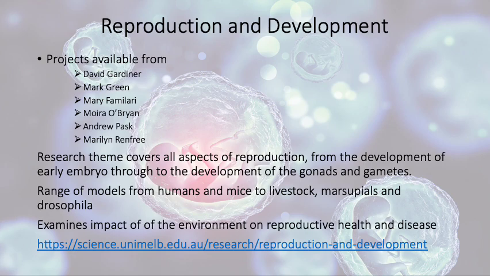This research theme really covers all aspects of reproduction, from the development of the very early embryo and the zygote, so when you're a single cell, right through to the development of the gonads themselves and the gametes that they produce, the sperm and the egg. It uses a range of models to study these developmental processes that range from humans and mice to livestock, marsupials, and even Drosophila. And it examines the impact of the environment on reproductive health and disease.